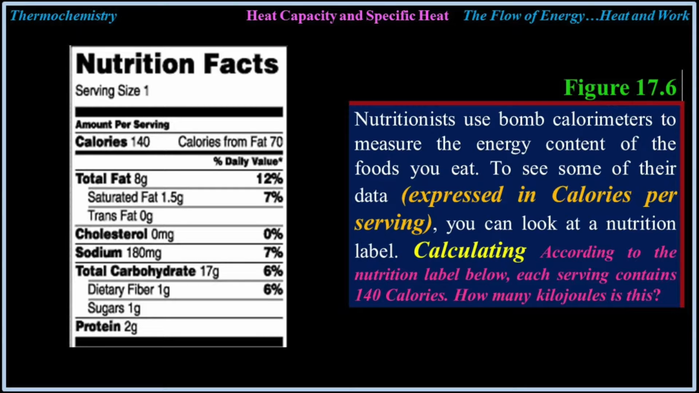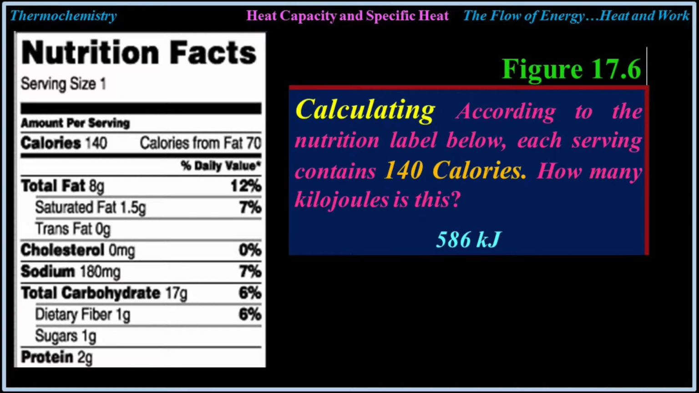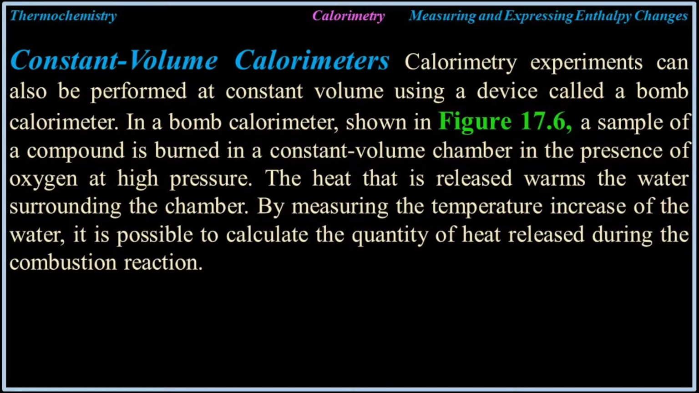17.6. Nutritionists use bomb calorimeters to measure the energy content of foods you eat. To see some of their data expressed in calories per serving, you can look at a nutritional label. Calculating: according to the nutritional label below, each serving contains 140 calories. How many kilojoules is this? A simple conversion will give you 586 kilojoules.